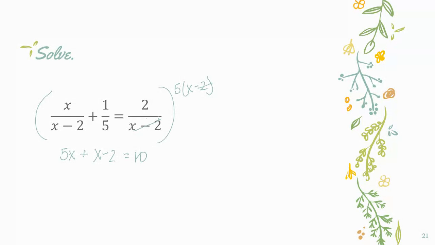I'm going to combine like terms, and I'm just going to solve. So I get 6x, and then I'm going to add 2 to the other side, equals 12, x equals 2. Now remember that when you're doing this, you want to plug this back in just to make sure it's not an extraneous solution. When I do that, I get 2 minus 2, which is 0. That's going to make this denominator 0. Therefore, I have no solution.